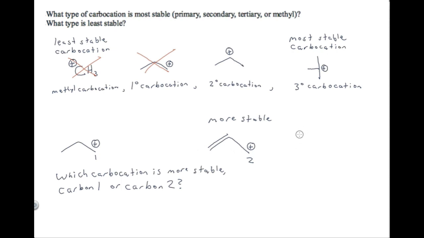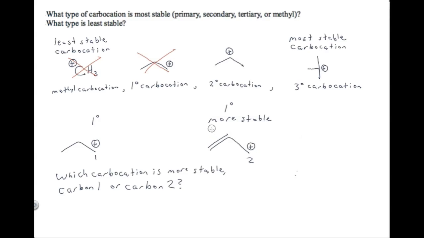Now the first thing you should have thought about when comparing these is primary, secondary, or tertiary. But notice that carbocation 1 is primary, because this carbon's attached to one carbon chain, and carbocation 2 is also primary, because carbon 2 is also attached to one carbon chain. So that can't be the difference between them. So what is the difference between them? Well, the difference between them is that there's another resonance structure for this picture.